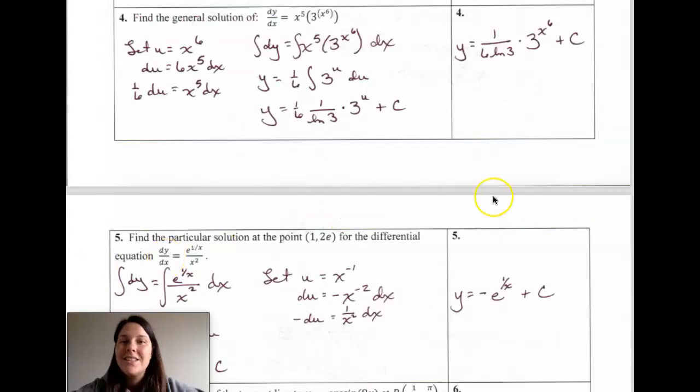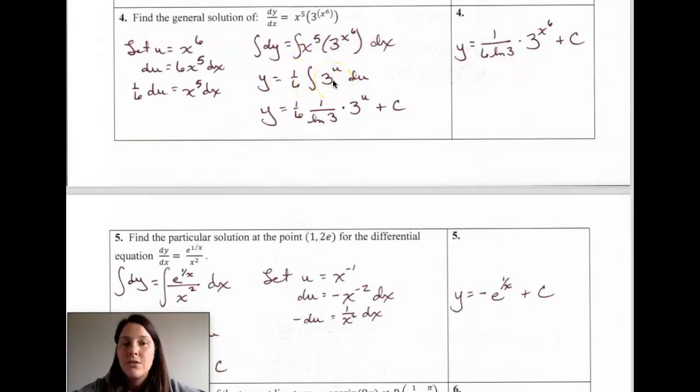Question 4, very similar, find the general solution, and what I see is that 3 to the x to the 6th has the derivative in that function with that x to the 5th being multiplied out front. So I used u substitution again. Derivative of x to the 6th gives me 6x to the 5th. So I take care of that extra coefficient by dividing both sides by 6. And then when I sub that back in, I just pull that 1/6 out as a coefficient.